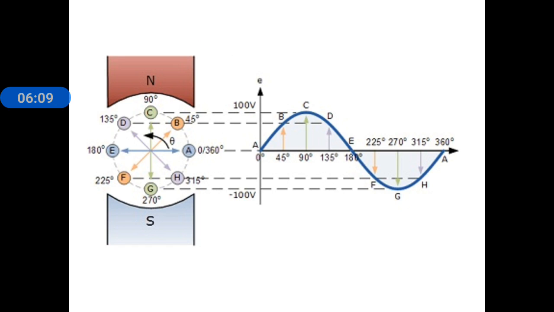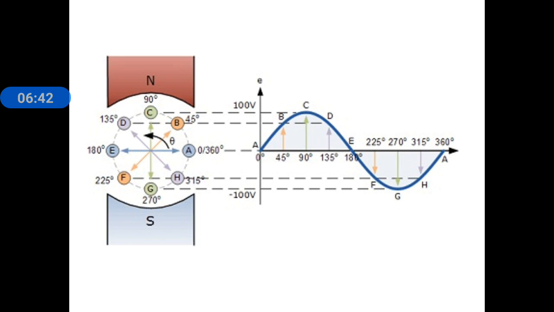So in this figure again, the total 360 degrees is divided by 45 like that. So 0 degree, 45 degree, 90 degree, 135 degree, 180 degree, 225 degree, 270 degree, 315 degree and 360 degree. One rotation is completed. So when the conductor moves in the anti-clockwise direction, at 0 degree the value is 0, and at 45 degrees, the B position, in the waveform B position it shows some value.